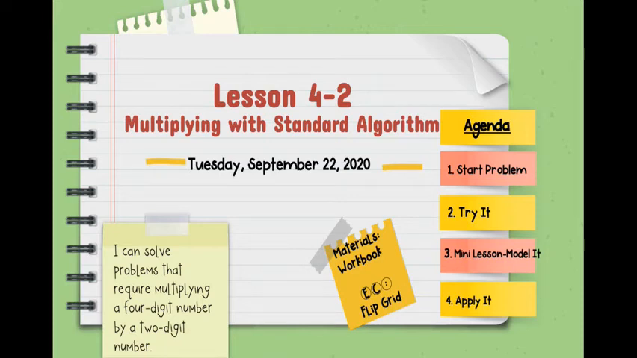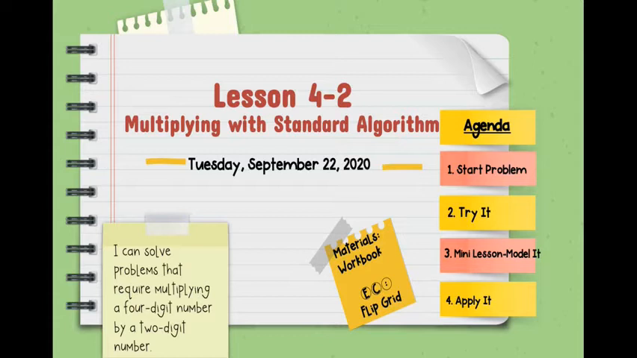All right, so we are still going to be digging into multiplying numbers and digits, but today we're going to really focus on the strategy of standard algorithm. So our learning objective is I can solve problems that require multiplying a 4-digit number by a 2-digit number. And I think I should add on with the focus of using standard algorithm if that is the strategy that really works for you.